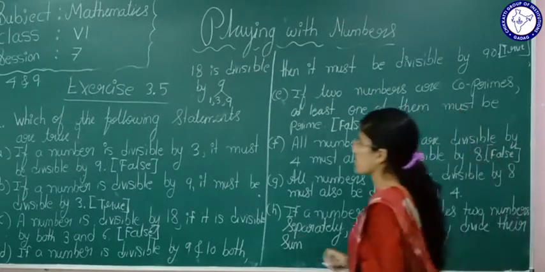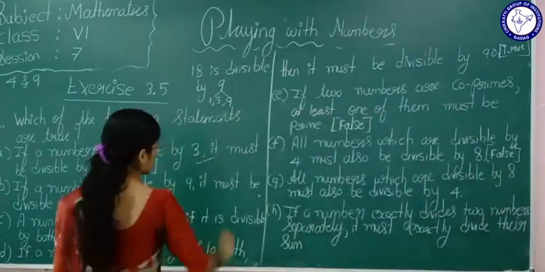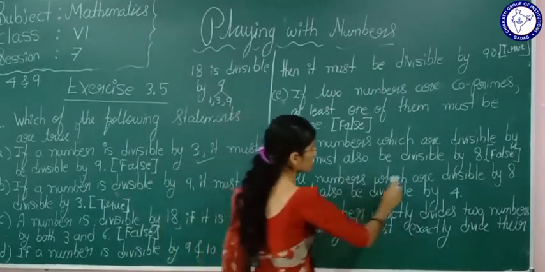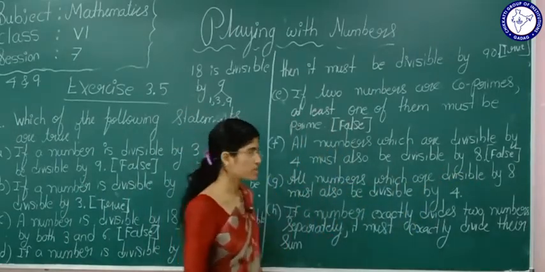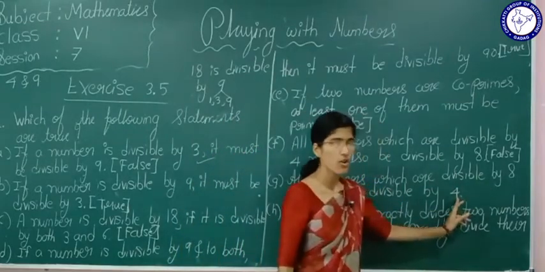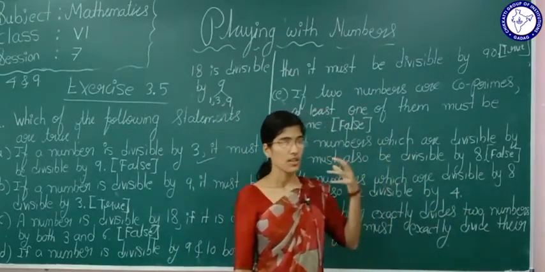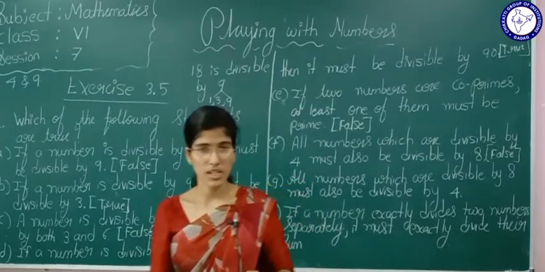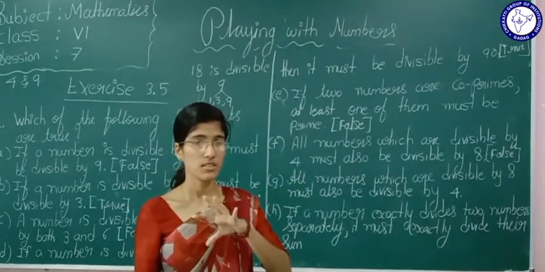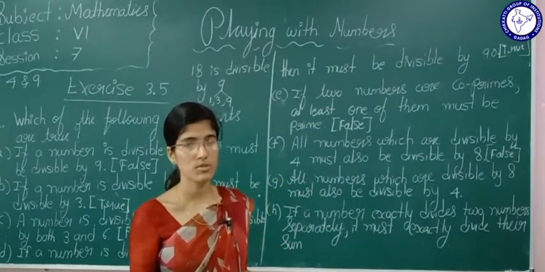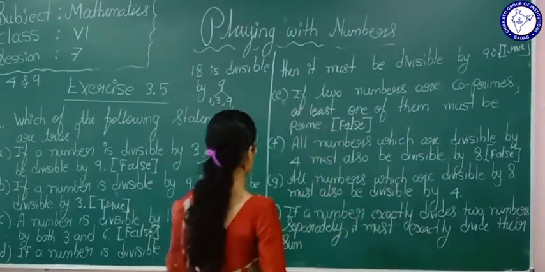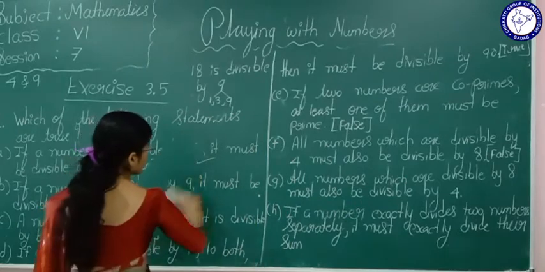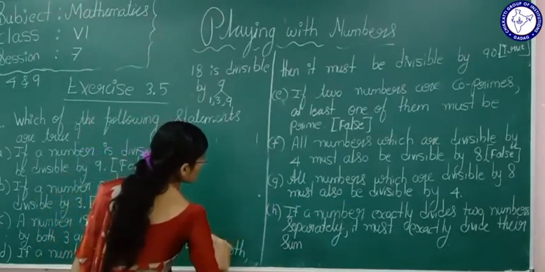This is the same as the previous one. Okay. All numbers which are divisible by 8 must also be divisible by 4. Yes, because the factor of 8 is 4. I told that if a given number is divisible by one number, definitely the factors of that number also divide it. Now see, here you take one example. I will give one example for G.